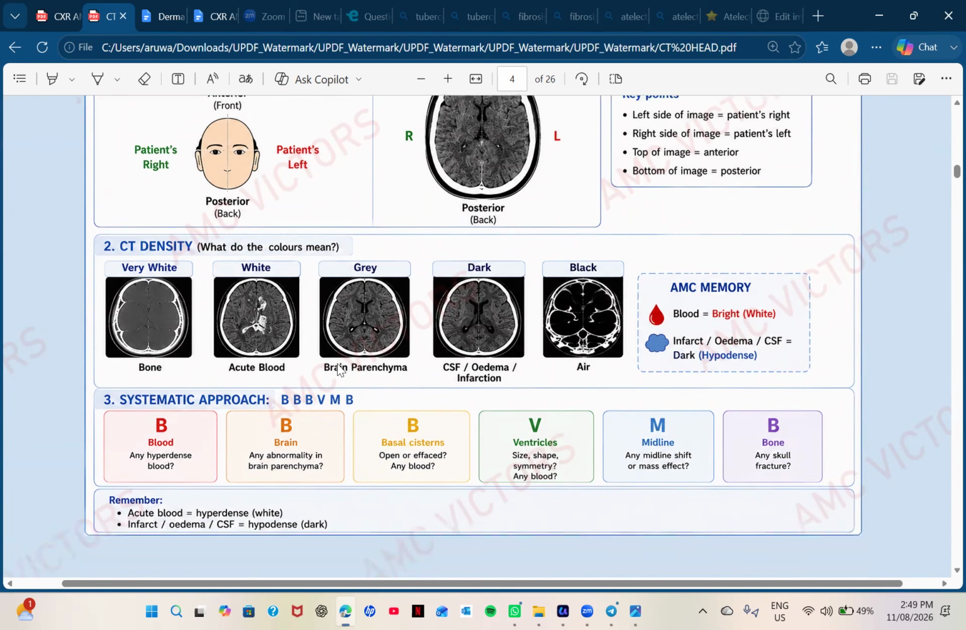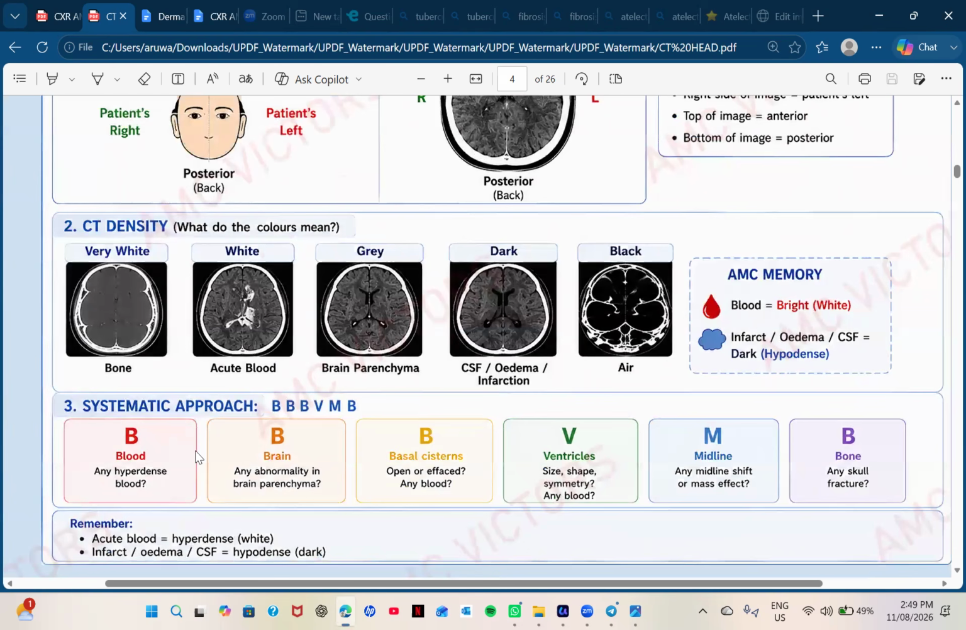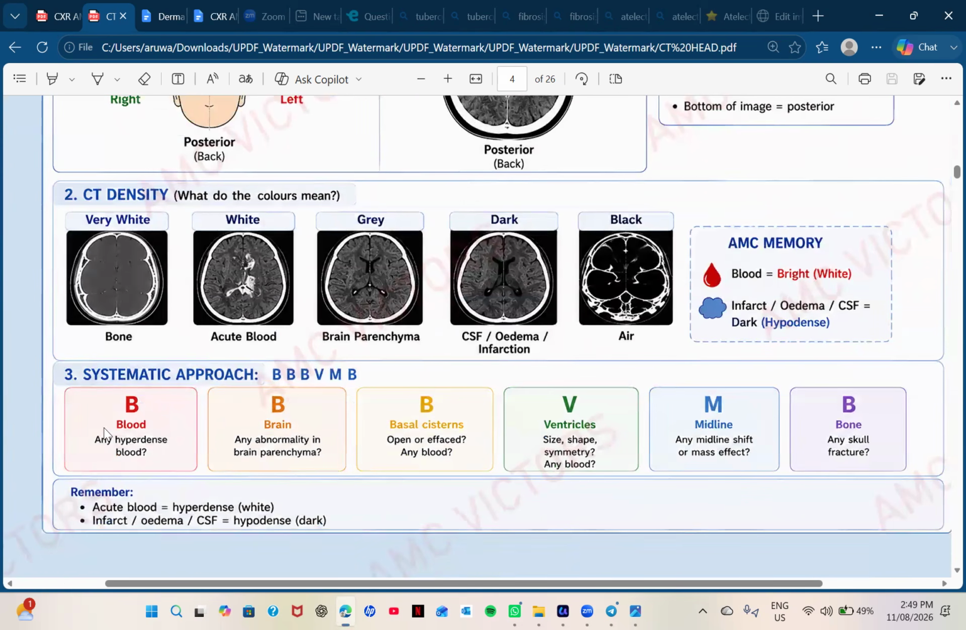Very important, here we are approaching it like BBVMB. First you have to check for blood, any hyperdense blood, the bright white. Can you see the acute blood here? Then check the brain parenchyma for any abnormality. B, blood, then brain. The other B is the basal cisterns, for effacement or any blood. Then the ventricles: size, shape, symmetry, any blood, because you can see dilated ventricles in hydrocephalus.